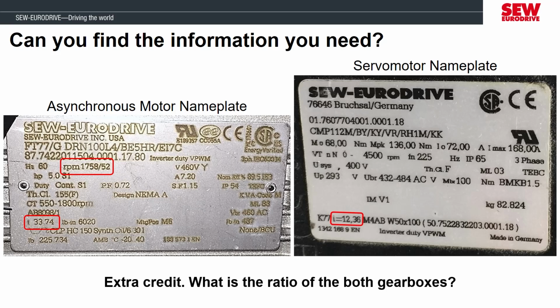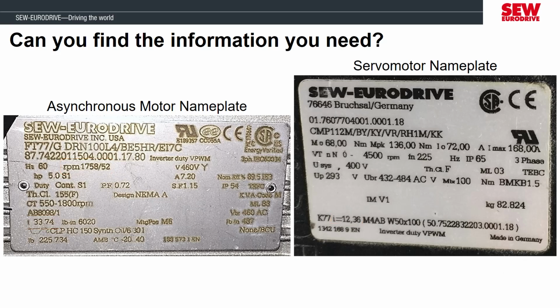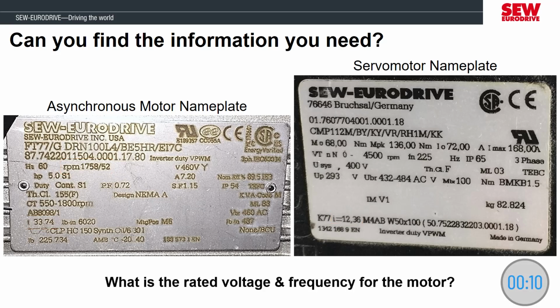The K77 gearbox has a ratio of 12.36, and it's included in this added line down here at the bottom of the Servomotor nameplate for the gearbox that this motor is supposed to be installed with. All right, let's go to the next question. What is the rated voltage and frequency for these motors?